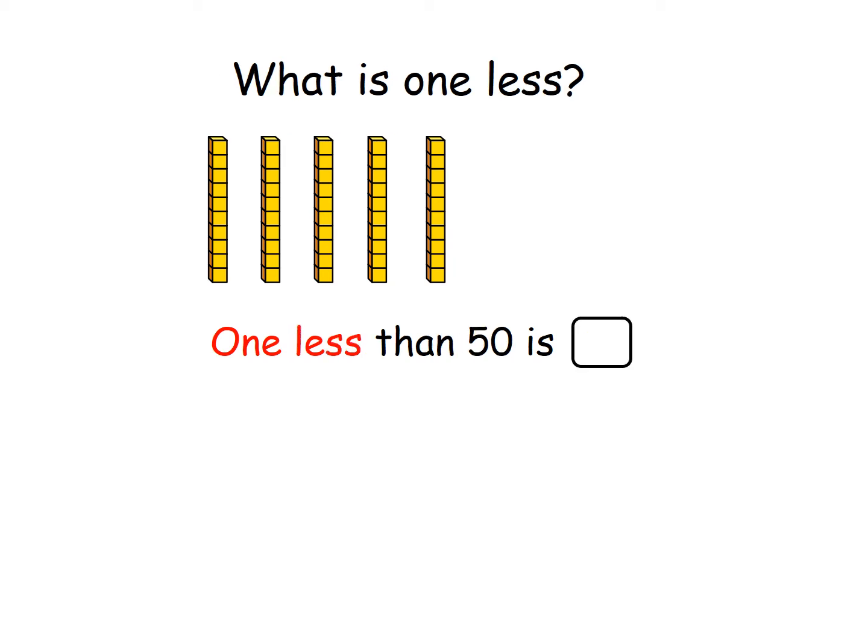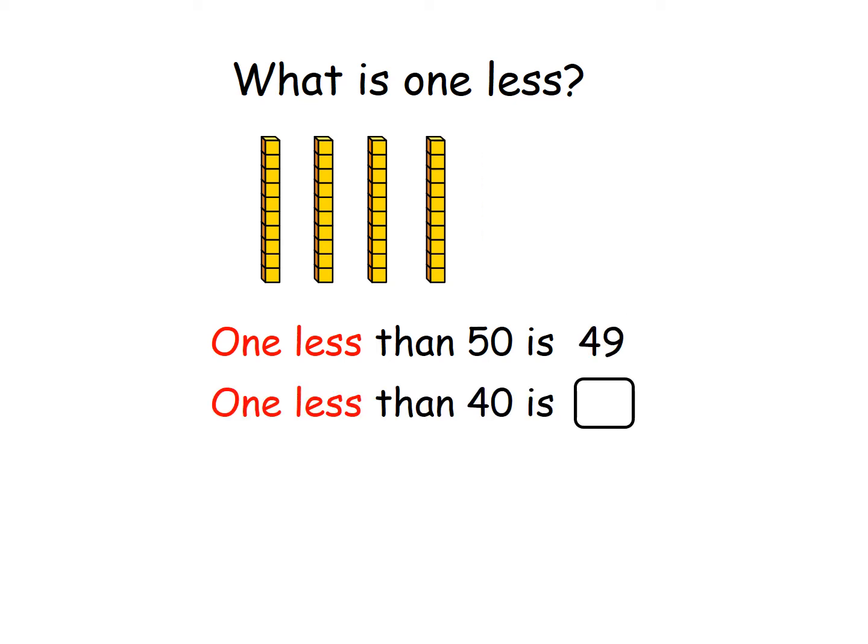50. Okay, this time we're going to go 1 less, which means we're subtracting it, we're taking it away. But I don't have any ones to play with, so I need to change that into 10 ones to help me. Okay, so 1 less than 50. There it goes. What have I got now? I've got 4 10s and 9 1s. So 1 less than 50 is 49. What about 1 less than 40?